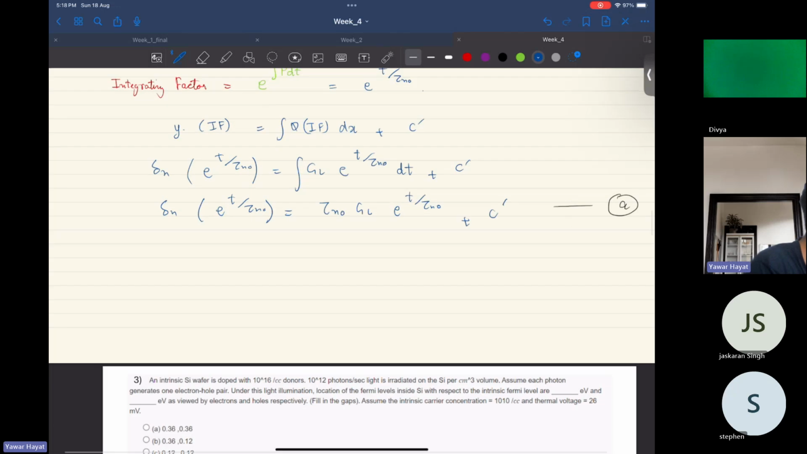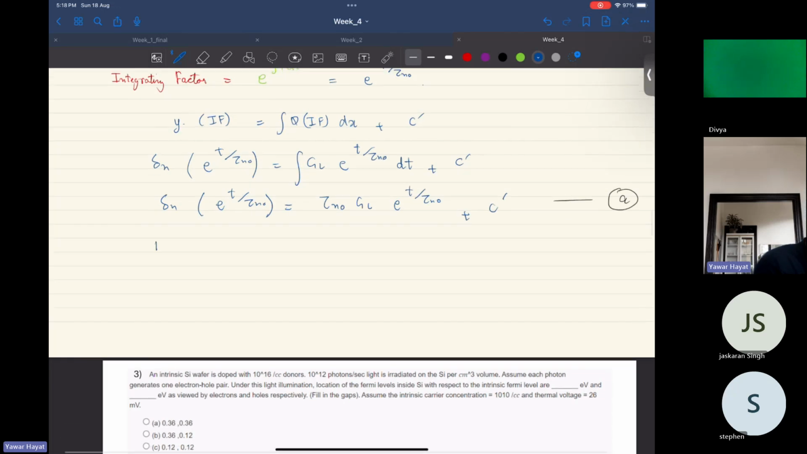Right? Now that we have written this, at t equal to 0, what do we have? At t equal to 0, our delta n is equal to 0, right? So 0 times 1 is equal to tau n0 GL plus c prime.